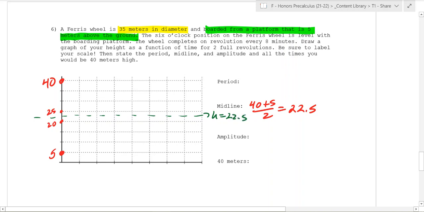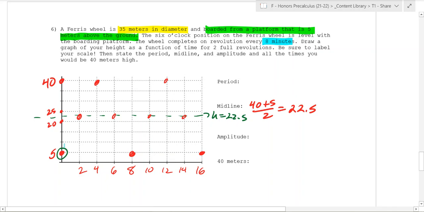Then it says the 6 o'clock position of the Ferris wheel is level to the boarding platform, so it's starting here. 6 o'clock is all the way down. And the wheel completes a revolution every 8 minutes. So what we can do is make this 2 minutes, 4, 6, 8. So you're back to here at 8, 10, 12, 14, 16. You're back to here at 16 minutes. So it's going to be up here. It's going to reach the midline halfway. And then you can just fill in all of these other ones really nicely.